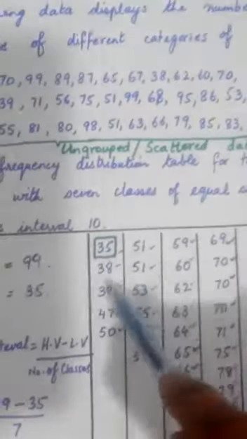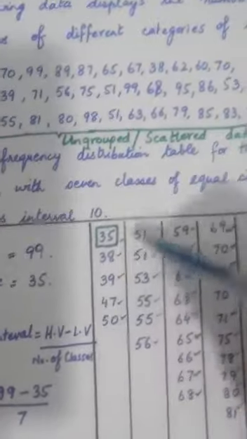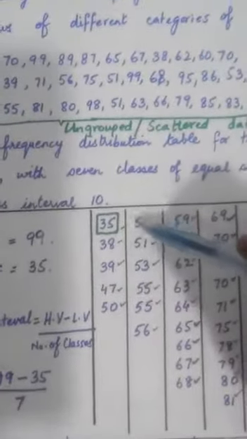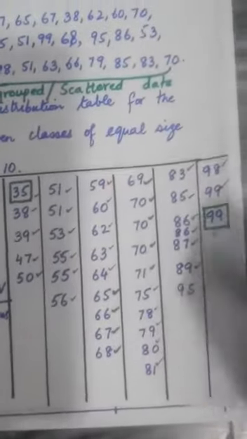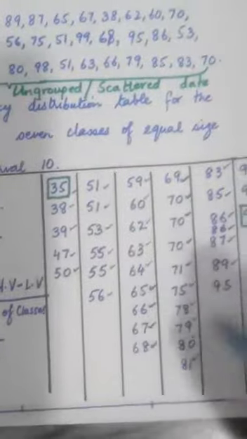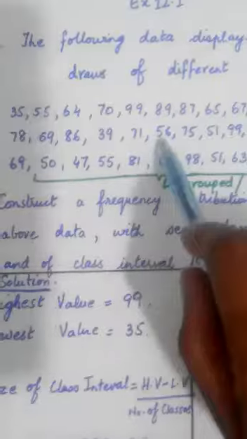Now the first column that you see here starts from 35, 38, 39, 47, 50. Then I have written the list of numbers from 51 to 56 in the second column. From 59 to 68 I have written in the next, from 69 till 81 in the next, 83 to 95, and then the last few. Now you have to draw these columns properly and arrange the data properly by looking at the given information.